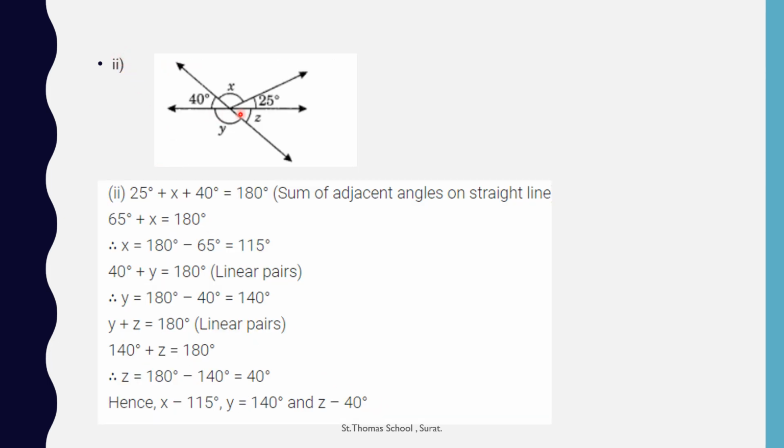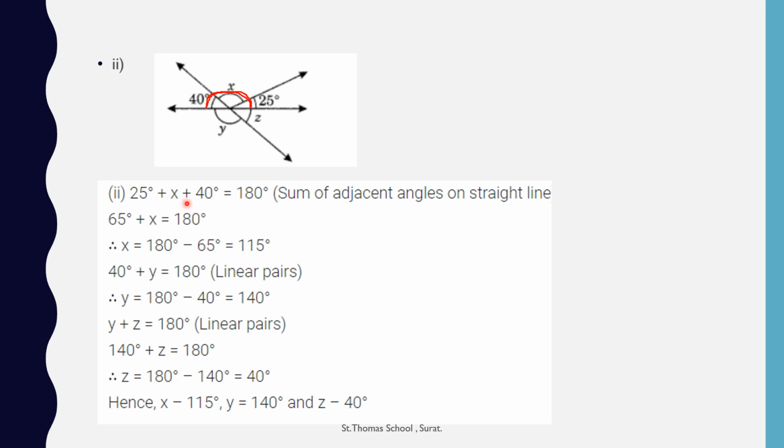Second one, here look at the figure. We can say that this sum is 180° because it is a straight line. Okay, you can see here angle 40° plus x plus 25°. It's full, the whole angle is 180°. That means 40° plus x plus 25° is 180°. So you have to start like this.